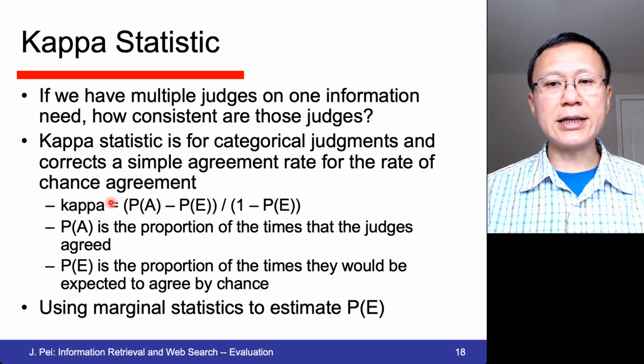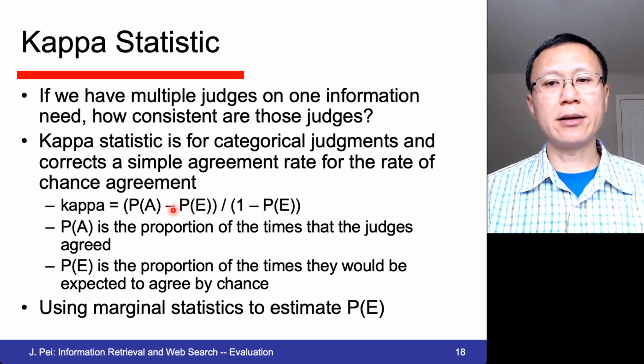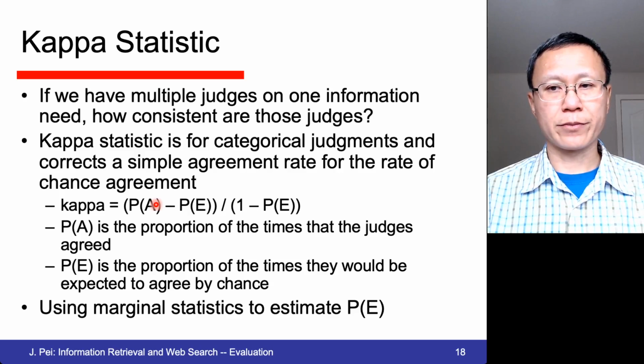The Kappa Statistic formula is very simple. It is PA minus PE divided by 1 minus PE, where PE is the probability that the judges agree with each other by chance, and PA is the proportion of the times that the judges agree.